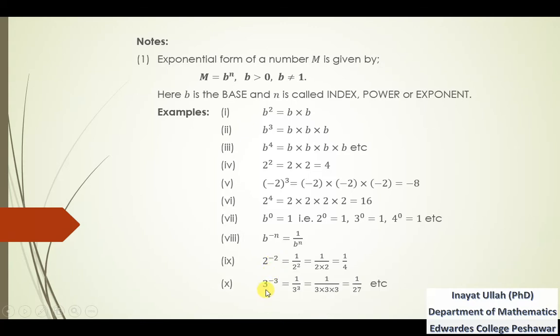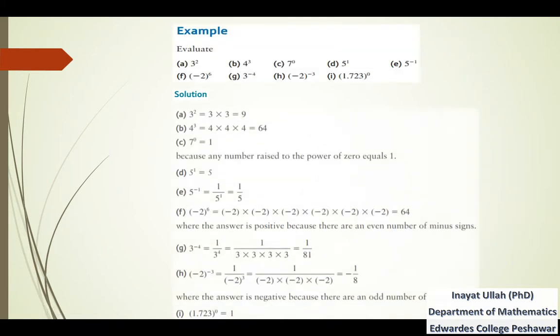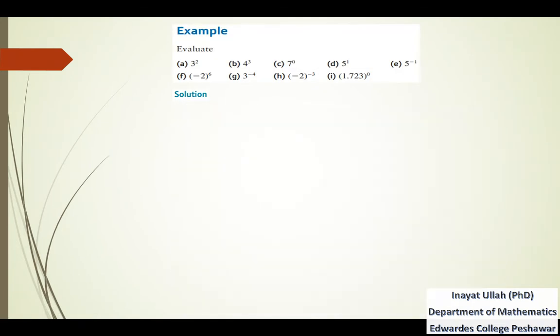Similarly, 3 power minus 3 can be written as 1 by 3 power plus 3, and 3 power 3 can be written as 3 multiplied by 3 multiplied by 3. 3 3s are 9, 9 3s are 27, so we get 1 divided by 27. So those are the exponential forms of different numbers.